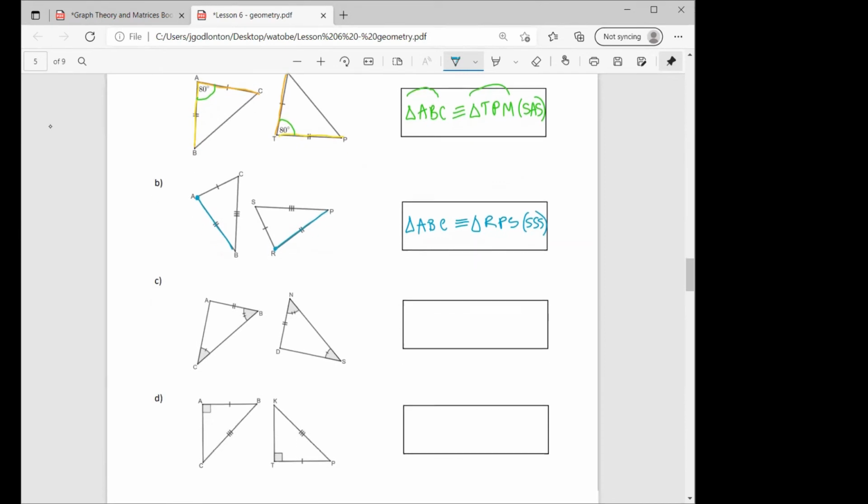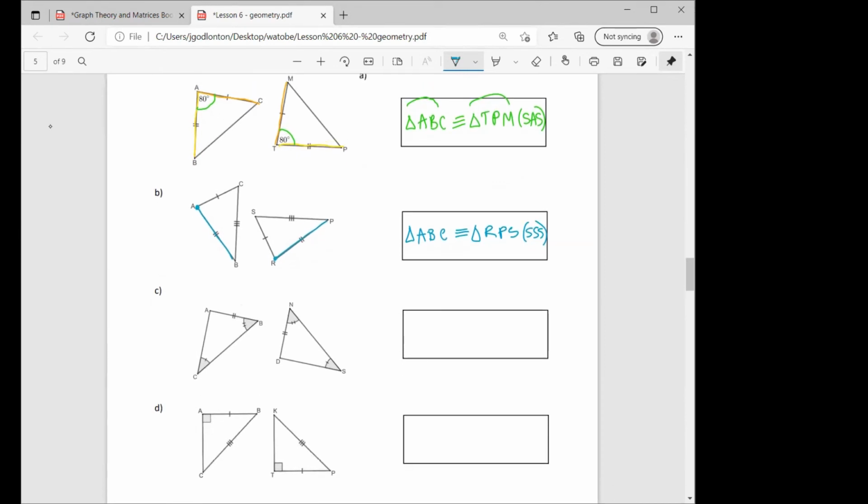Okay. C and D. While you're feeling brave. Just going to write these reasons out again for those of you who are needing them. Side, angle, side. Side, side, side. Right angle, hypotenuse, side. Side, angle, angle.